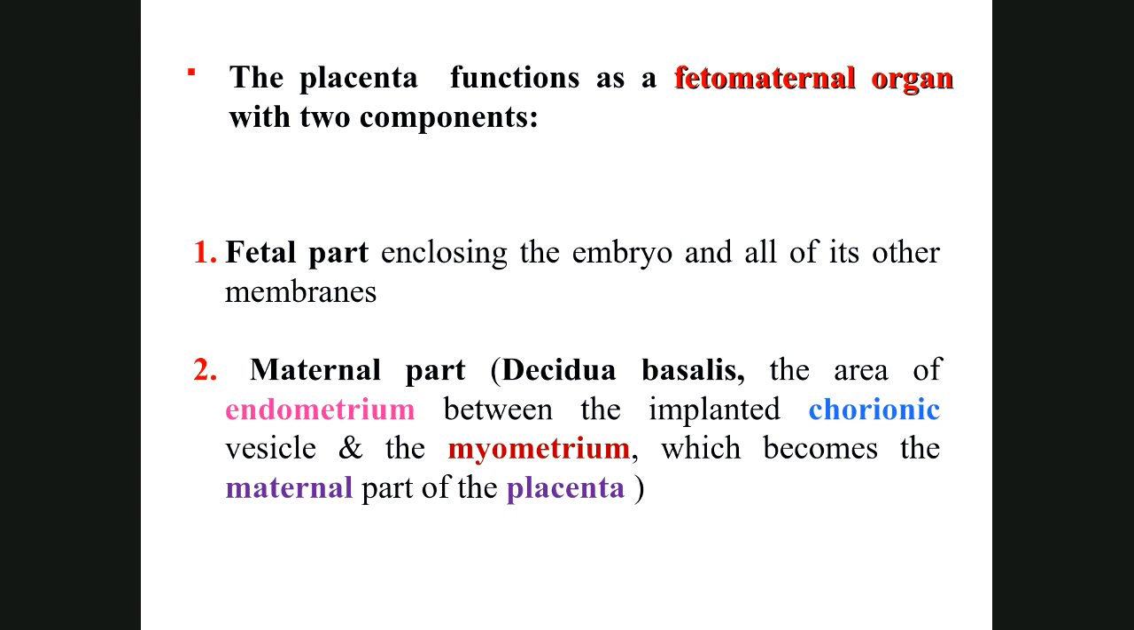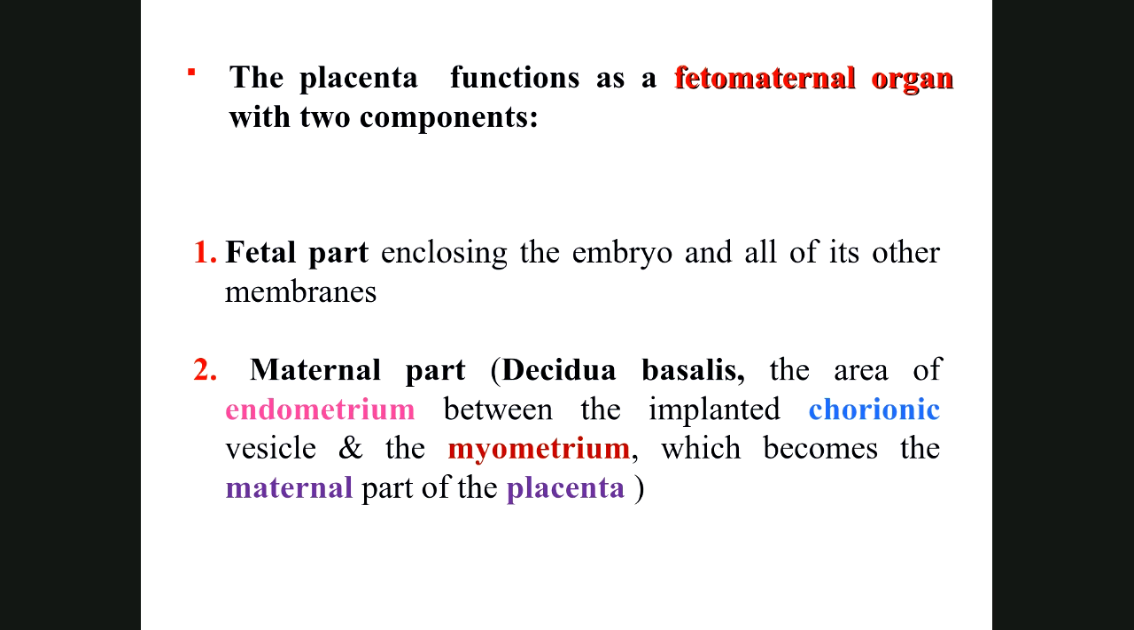The fetal part, enclosing the embryo and all of its other membranes, develops from the chorionic sac. If you remember in the early part of the development how the chorionic sac developed, right? The chorion is nothing but the two layers of the trophoblast and the extraembryonic somatopleuric mesoderm. The maternal part is that part derived from the endometrium, which is called decidua basalis, the area of endometrium between the implanted chorionic vesicle and the myometrium, which becomes the maternal part of the placenta.